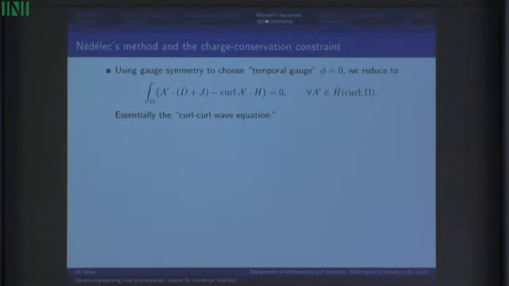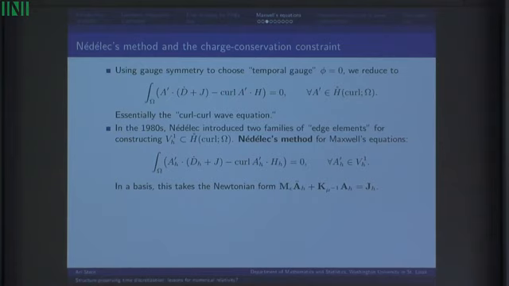All right, so since I had some gauge symmetry there, I can actually choose what's called temporal gauge. I'm just going to set my scalar potential to 0, and I just get this equation in terms of the vector potential, which is basically the curl wave equation, as it's sometimes called, where I've got a source term corresponding to the current.